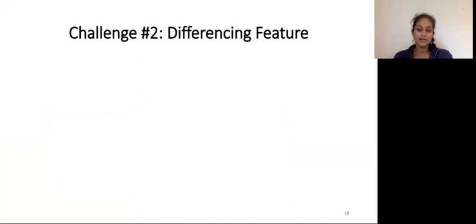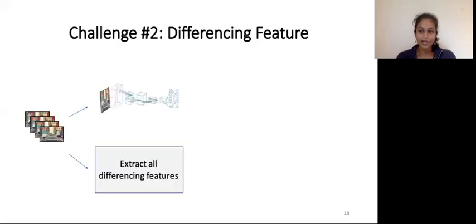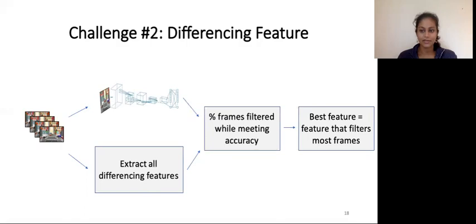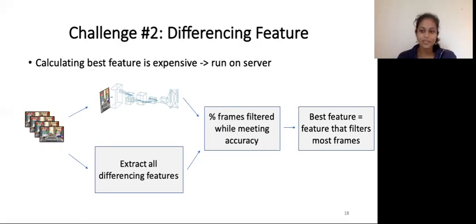The next question we want to know is, how do we choose the feature? And to answer this, we similarly take unfiltered frames for a short period. We can get both the ground truth DNN results and calculate each differencing feature for all sets of frames. Then we consider a sweep of thresholds, and for each feature, we pick the threshold that filters the most frames while meeting accuracy, and then across features, we pick the one that filters the most frames. This is also fairly expensive, again, because we need to run the DNN over every frame. So we run this process on the server when a new query comes in.